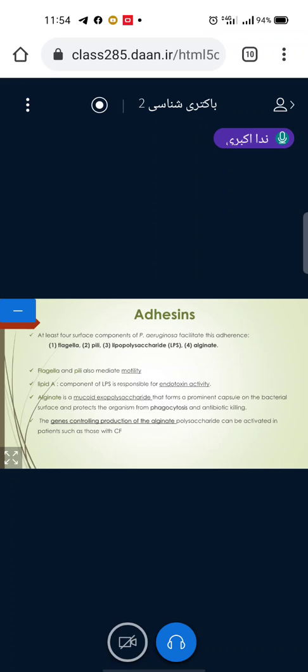The genes controlling production of the alginate polysaccharide can be activated in patients such as those with CF, meaning cystic fibrosis, or other chronic respiratory disease who are predisposed to long-term colonization with these mucoid strains of Pseudomonas aeruginosa. So alginate is very important. Alginate is an exopolysaccharide which covers the surface of the bacteria like a capsule.